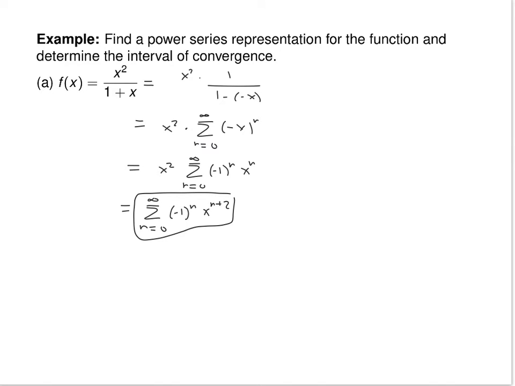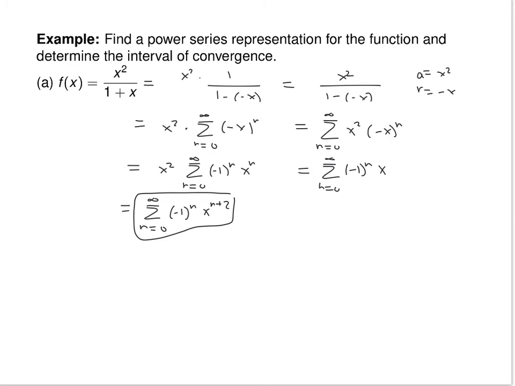I guess you could have also thought about this as x squared over 1 minus negative x, and that could have also been thought of as a geometric series where your a is equal to x squared and your r is equal to negative x, and you get the same answer. You get the sum from n equals 0 to infinity, x squared times negative x to the n, which is the same thing as the sum from 0 to infinity, negative 1 to the n, x to the n plus 2. So it doesn't matter if you multiply the x squared through later or you think about it as being part of the a in the beginning.